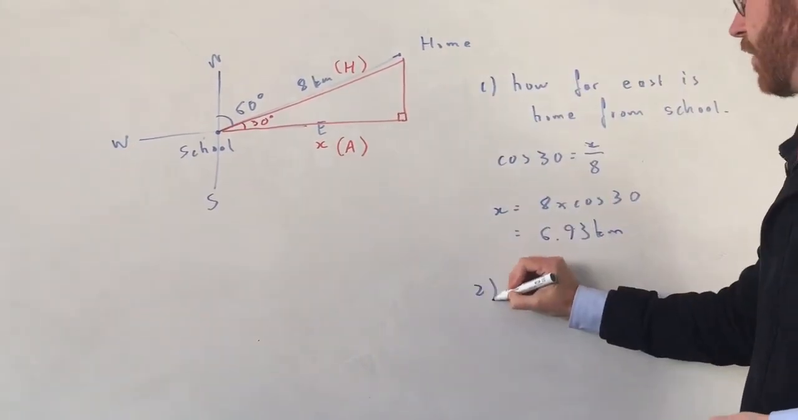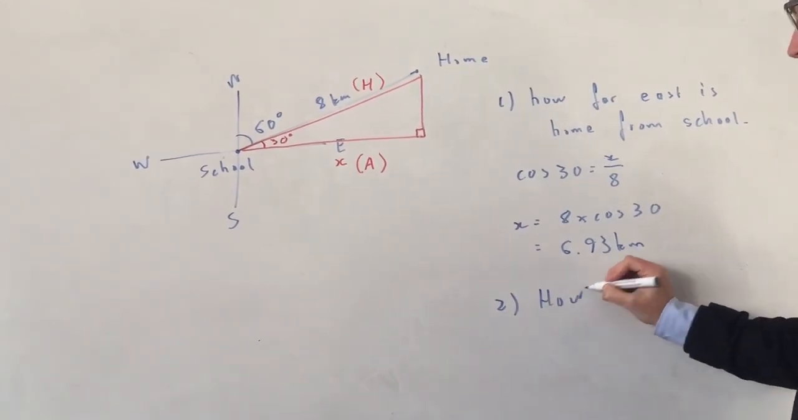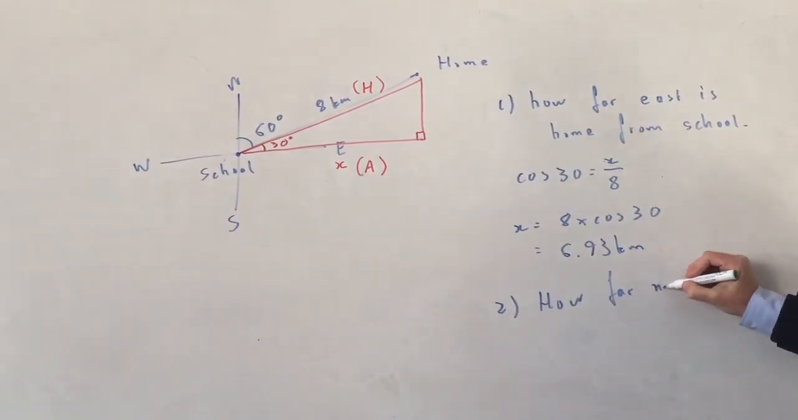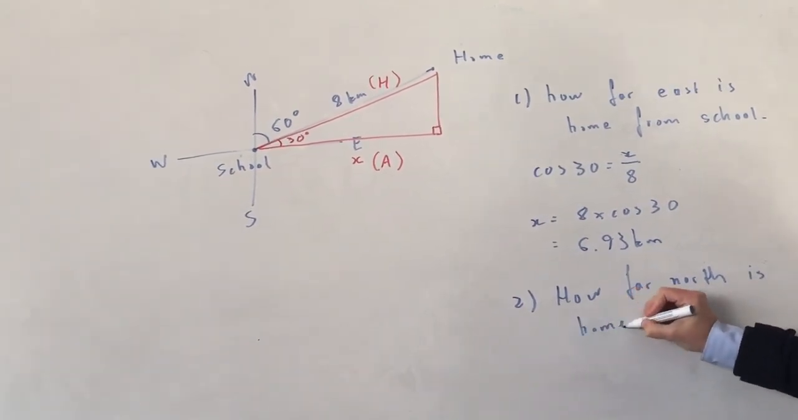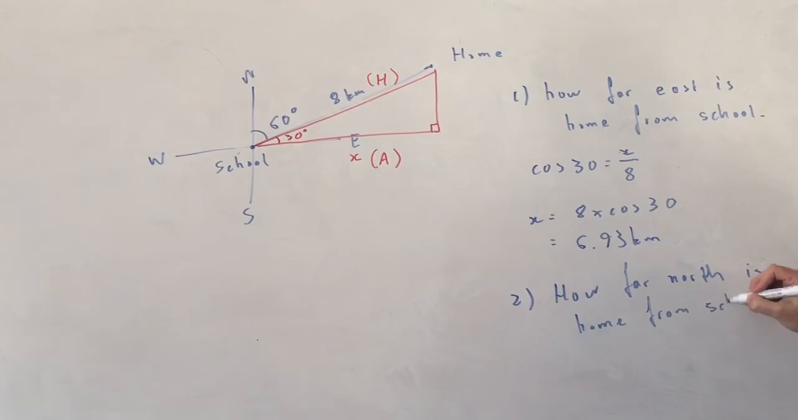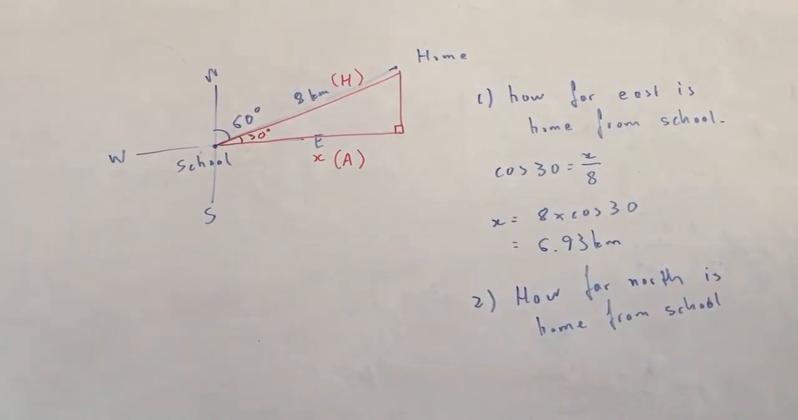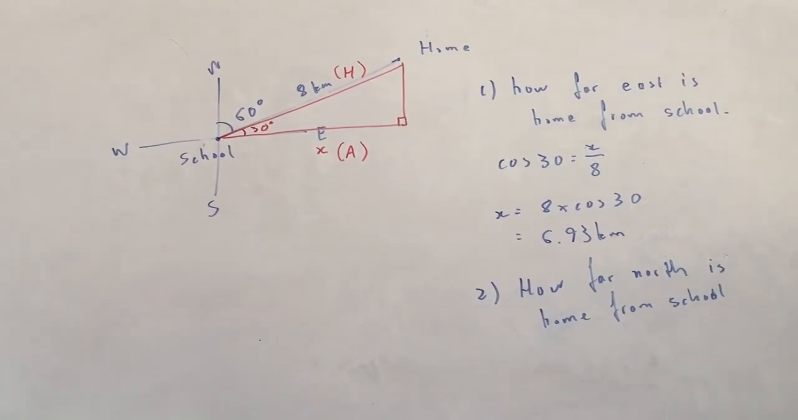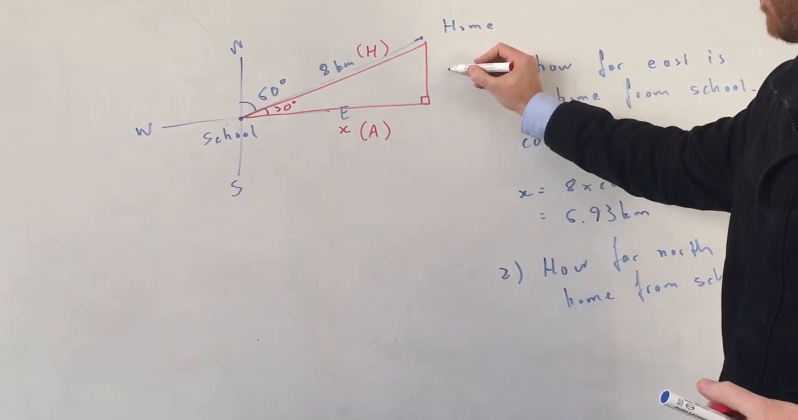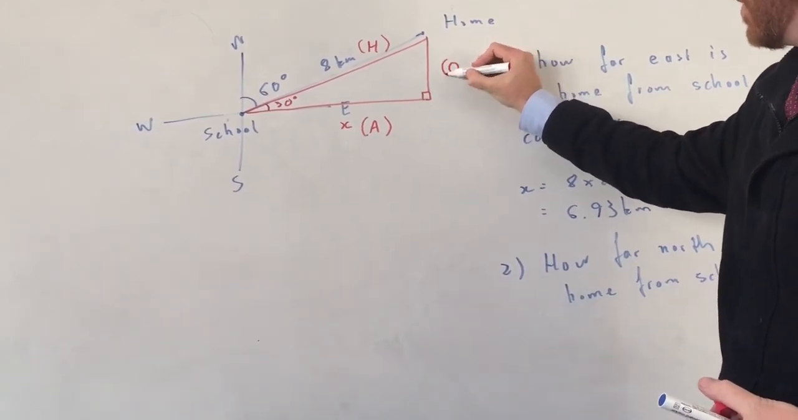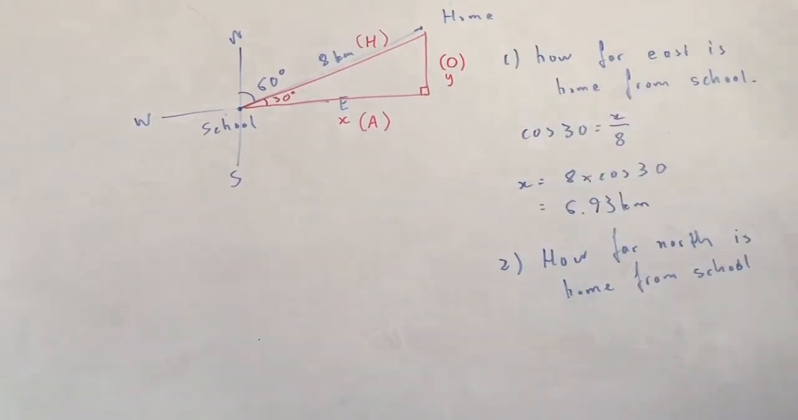What about what we do to work out how far north? What would be the thing we change to work out how far north we've travelled? So how far north is home from school? What would be the main difference? This is the north distance, isn't it? So that would be the opposite. If this is y, we'd just be trying to figure out the opposite instead, wouldn't we?